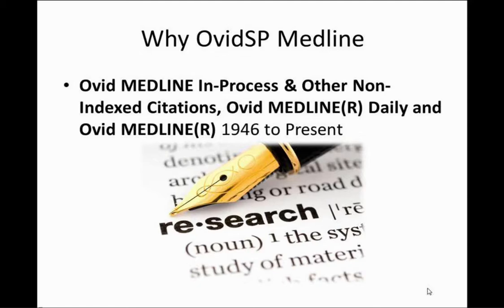The Medline in process and other non-indexed citations database is just what it says. It includes records that haven't been indexed and records that are included in PubMed but beyond the scope of Medline. It is important to remember that index terms may not pick up records in process, but that's okay. You can still use keywords. I'll talk more about keywords and subject headings in the next video.